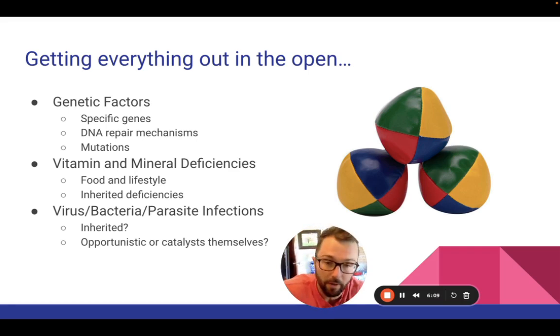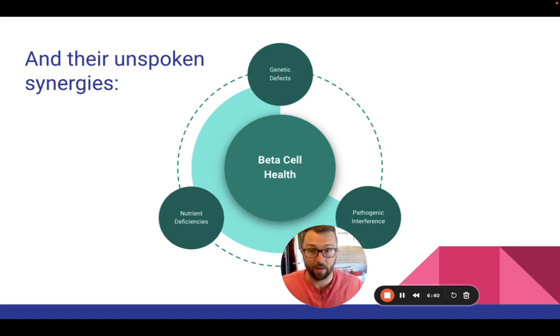Because you can inherit viruses, you can inherit parasites, as a fetus. Is it the fact that we kind of started out our lives with these handicaps? Or are these viruses and bacteria opportunistically taking hold of a system that was compromised beforehand? So there's a lot of questions coming out of this, right?